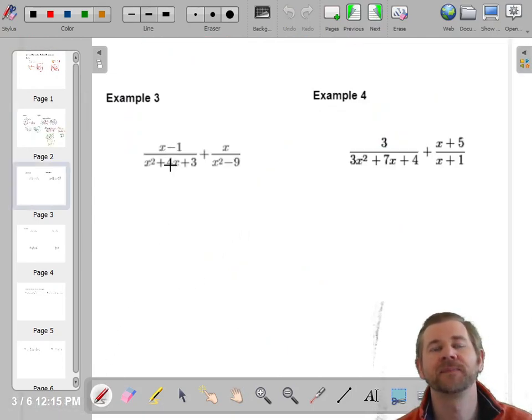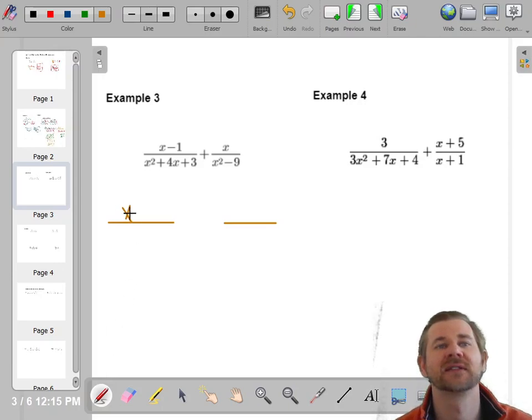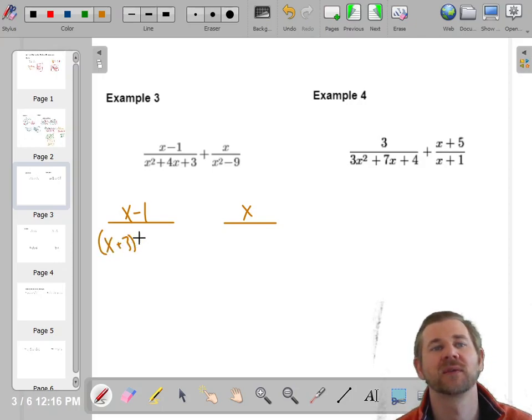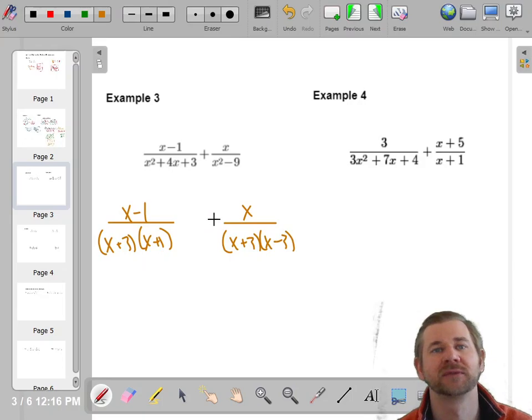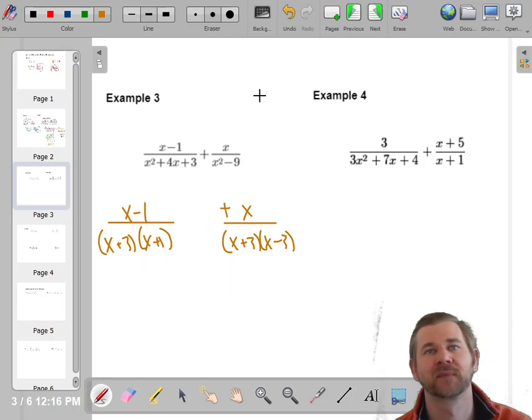Let's do a couple more. Let's see, I'm going to factor the denominators, and then I'll figure out what each one needs that the other has. This is x minus 1, this is x. So what multiplies to 3 and adds to 4? 3 and 1. X plus 3, x minus 3. And there's a plus sign here in the middle. Let's put a plus right there. I probably should write it like that.